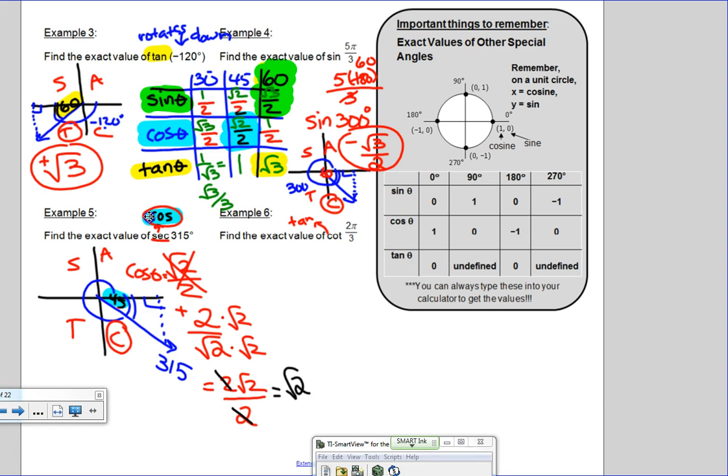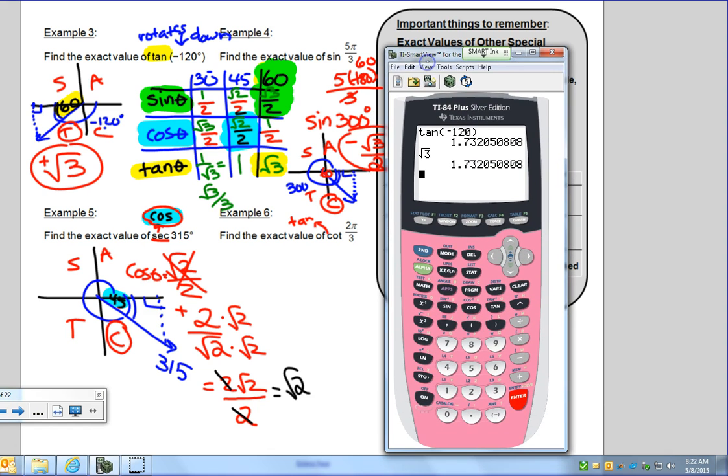Now, in order to check this, to do secants, you guys with an Inspire actually have a secant button in your trig menu, but on the 84 you don't. So if you really want to check this, to do a secant of 315 on an Inspire or on an 84 calculator, you would have to use the reciprocal. So you would do 1 over cosine of 315, and that would represent secant. And then if I now do radical 2, you get the same value.